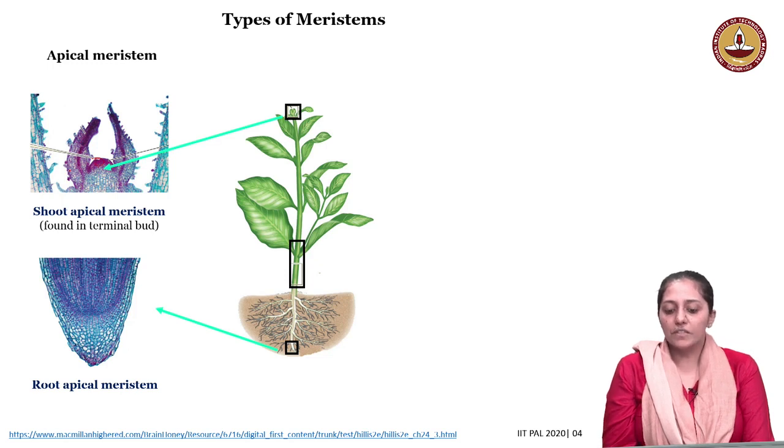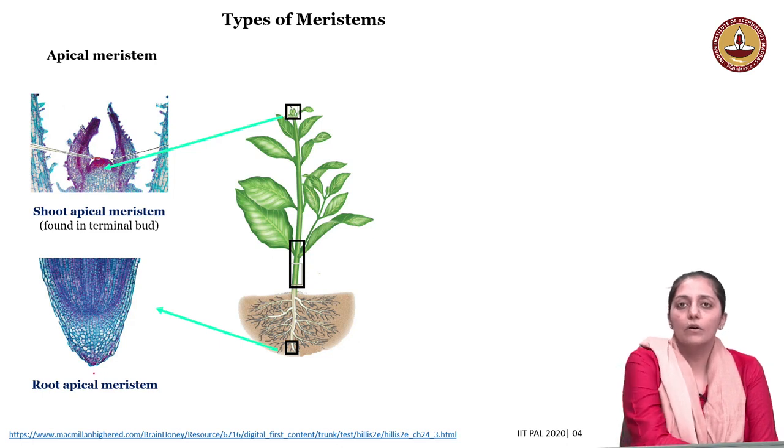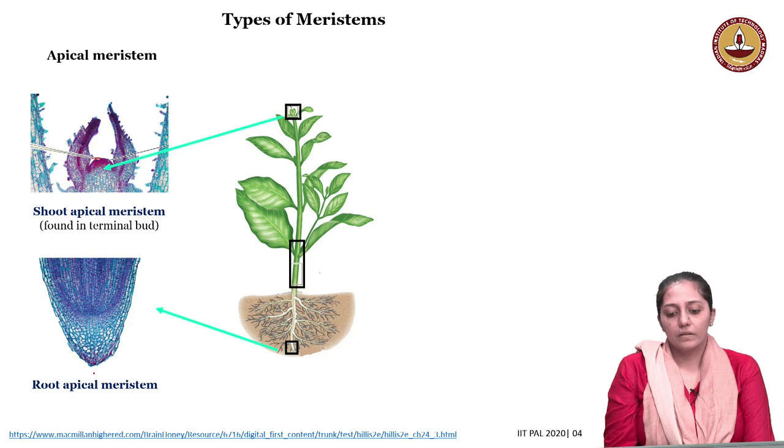The bottommost region, the black box shown here, this depicts the root apical meristematic region or root apical meristem, which is responsible for the elongation of the root to go deeper into the soil.